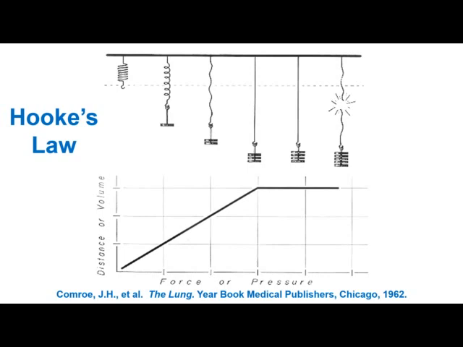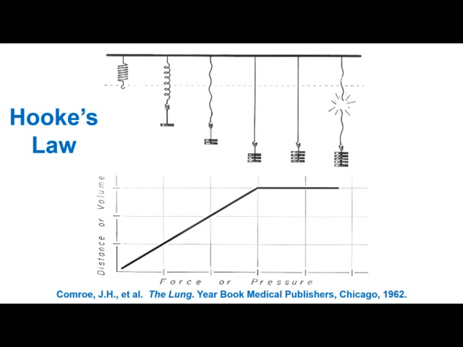All right, so let's look at Hooke's law. Let's say we have a spring, and we put a weight on that spring, so we stretch it. We put more weight, we stretch it more. We put more weight, we stretch it more. Hopefully in the lungs we don't do this. We can plot the force or weight that we put on the spring in this axis and the distance, or volume.